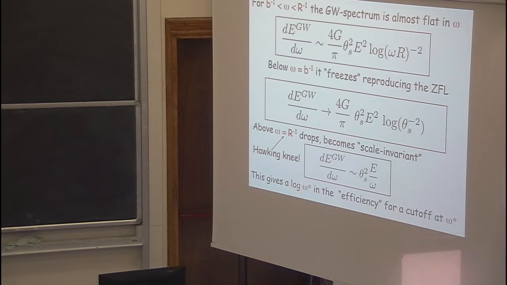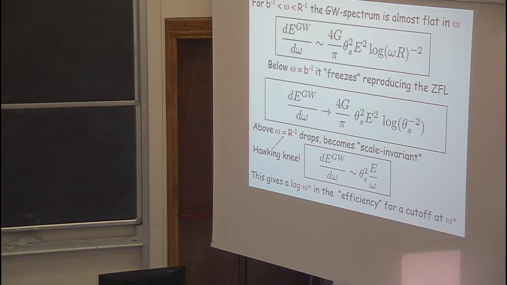If you go above 1 over r, you will get this Hawking knee, because the spectrum, instead of keeping decreasing slowly, like log, starts to decrease like 1 over omega. Okay. Now, 1 over omega is nice, gives this knee, but, of course, cannot be integrated up to infinity in omega, or you get an infinite efficiency for emitting gravitational waves. That would make our friends in LIGO and Virgo very happy to have an infinite efficiency.